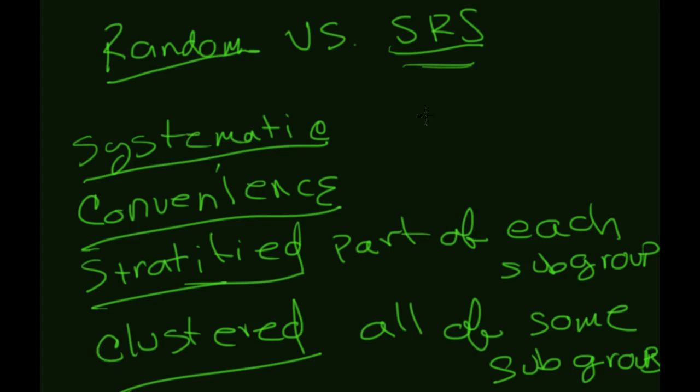None of these four are SRS. Systematic, stratified, and clustered sampling can be random, but cannot be simple random. All right, so there's sampling methods.